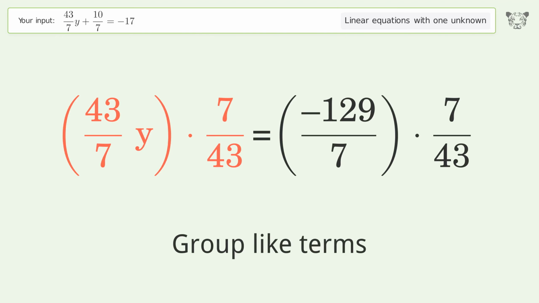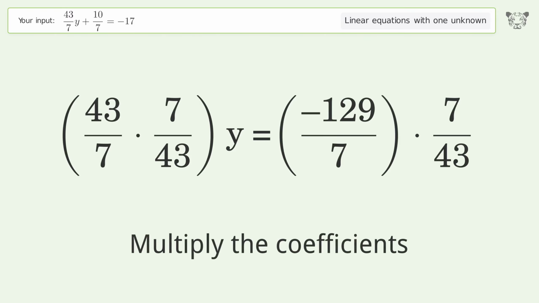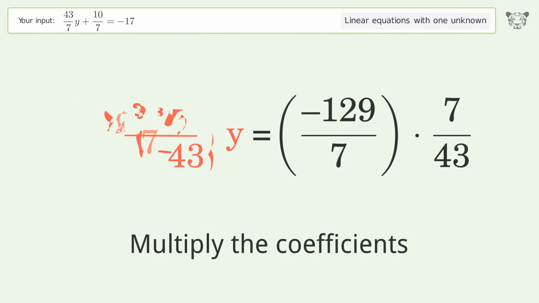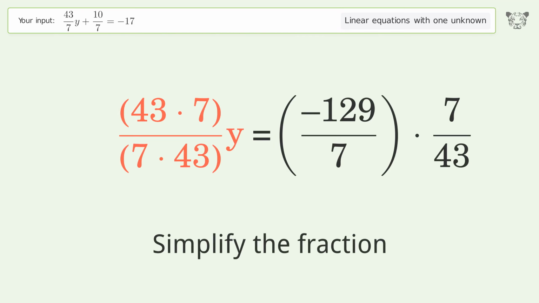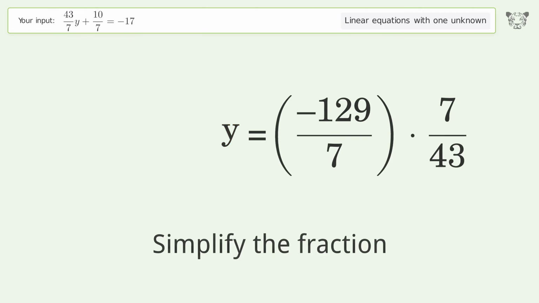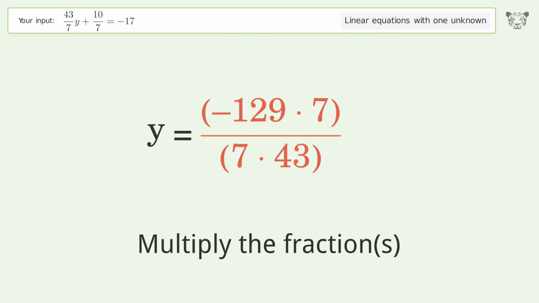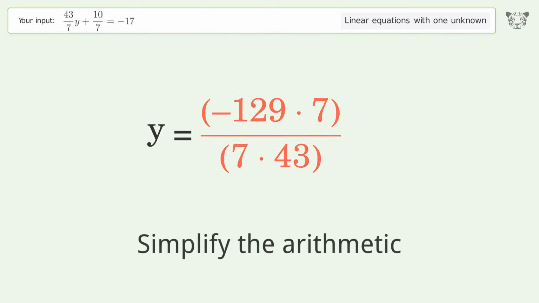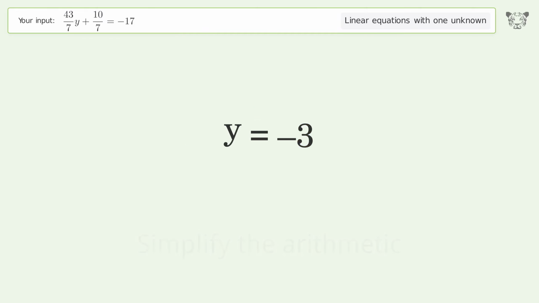Group like terms. Multiply the coefficients. Simplify the fraction. Multiply the fractions. Simplify the arithmetic. And so the final result is y equals -3.